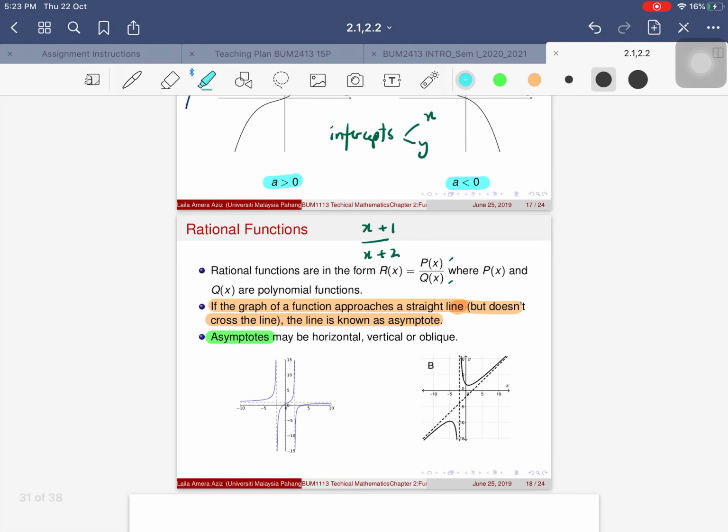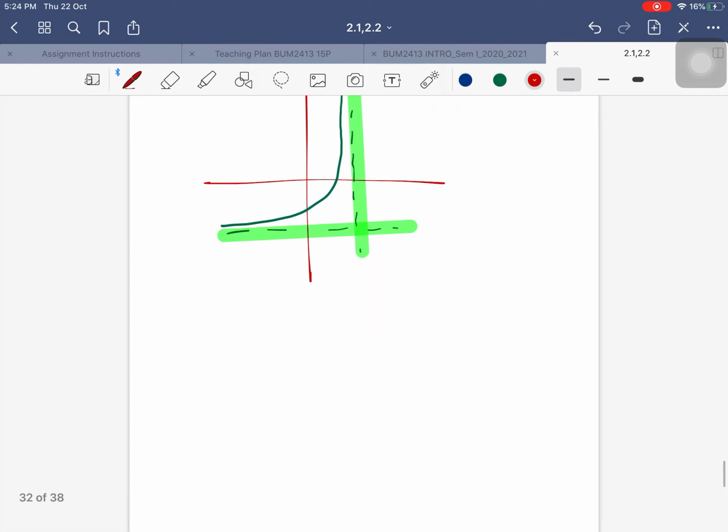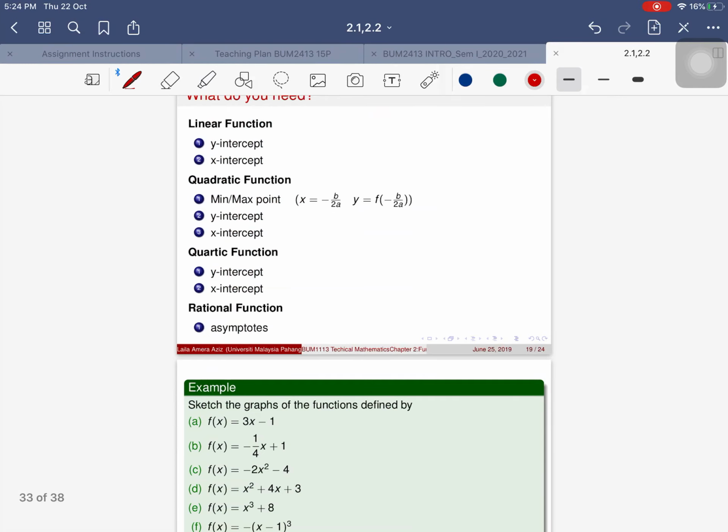There are three types of asymptotes. An asymptote could be horizontal. This is an example of a horizontal asymptote. Or it could be vertical. This is an example of a vertical asymptote. Or it could be oblique. Oblique means it's going to be an equation that looks like this, in terms of y equals mx plus c. But for the vertical one, it will be x equals something, and for the horizontal one, it is a graph of y equals something. So those are going to be asymptotes. Later when we sketch rational functions, I will show you how we actually find asymptotes.